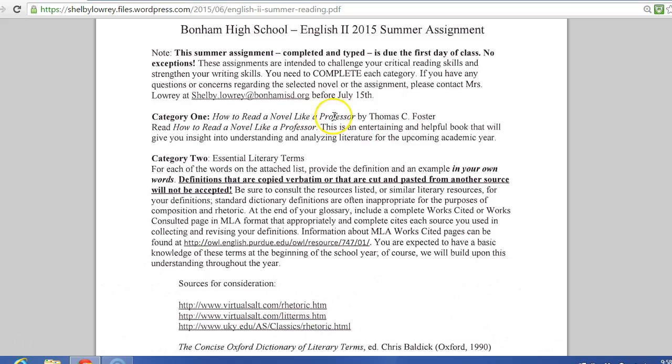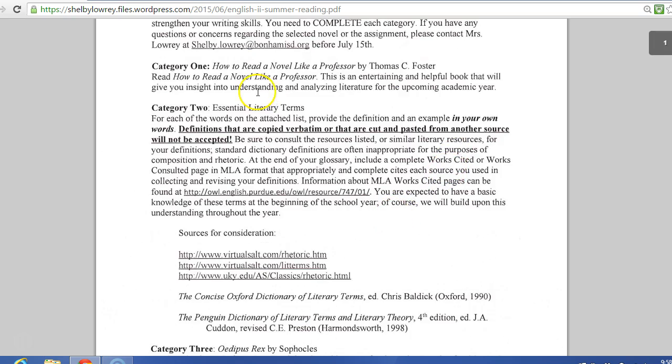There's nothing you really have to do with this book. But it's really helpful in understanding and analyzing literature, which are great skills to have moving forward, especially into your junior and senior year. So there is category 1, and again, a super helpful book.